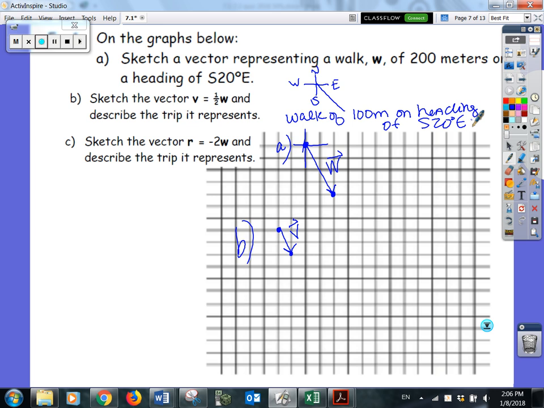All right, so vector R is negative 2W. So we're going in the opposite direction and twice as far. So if this direction is down and right, the opposite of down is up, the opposite of right is left. So I'm going to start down here. And again, according to whatever you started yours as, if I went down 4, the opposite times 2 is going to be up 8. And then since I went to the right 2, the opposite times 2 is 4 to the left. So there would be my vector R.